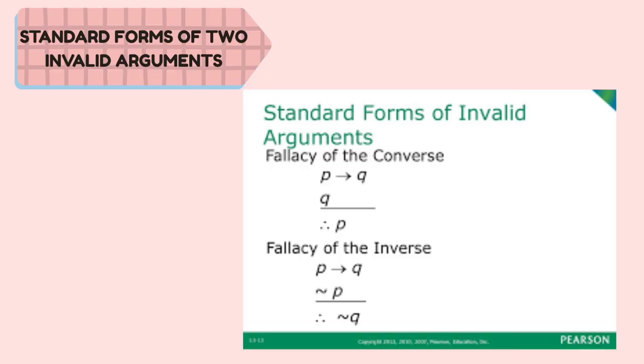Standard forms of two invalid arguments, fallacy of the converse and fallacy of the inverse. Fallacy of the converse, P implies Q, Q therefore P. Fallacy of the inverse, P implies Q, not P, therefore not Q. Yung arrow dyan, ang meaning dyan implies. Yung ano naman, yung snake, meaning yan is not. Yung 3 dot, meaning is therefore. While yung letter V naman, meaning niya is or.